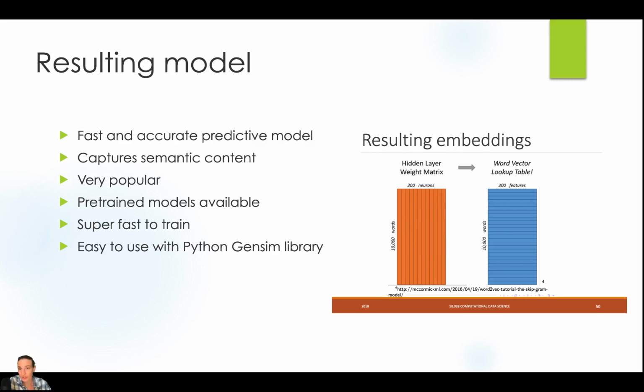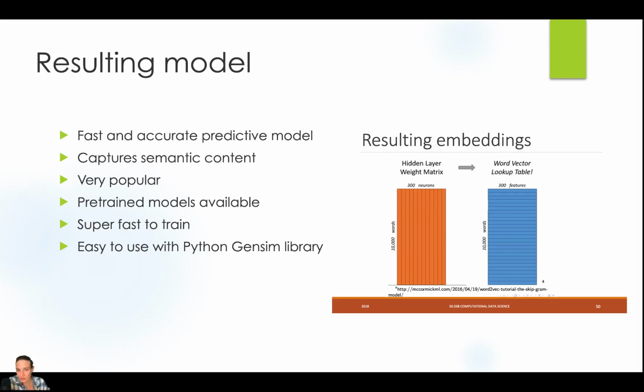So the resulting word-to-vec model is fast and accurate to predict. You can optimize the loss function very well. It captures semantic content, so it captures meaning. It will capture both that pineapple and pizza are food, without requiring any labels that say that pineapple or pizza are food. It's very popular. There are lots of pre-trained models available. That means somebody has already applied a training data set to it and optimized the weights, and you can use these weights for different problems. It is super fast to train, and it's very easy to use in Python.